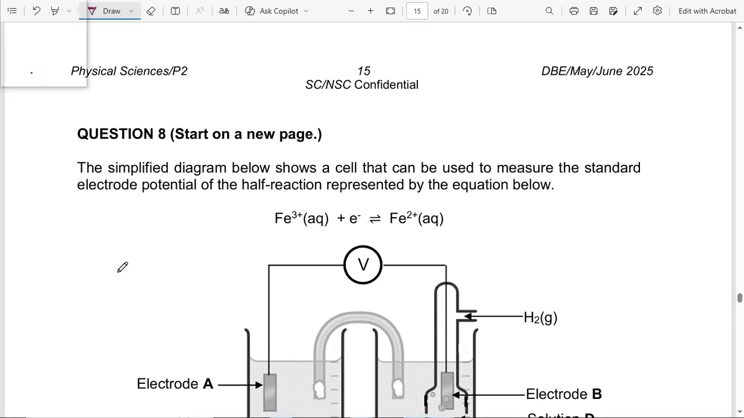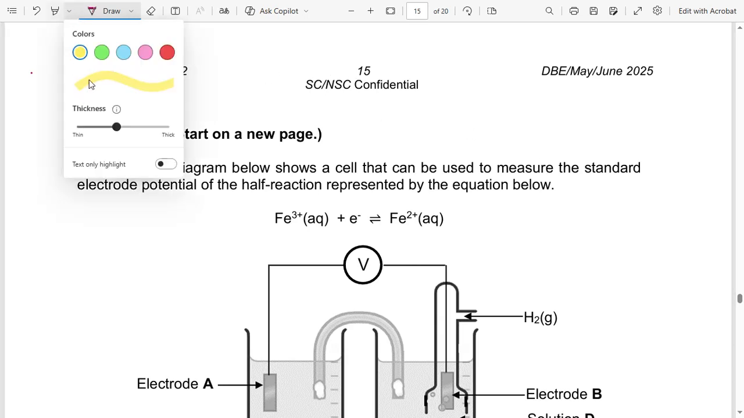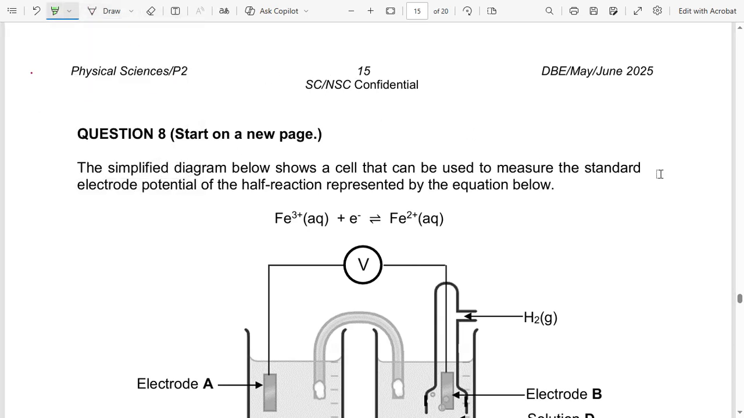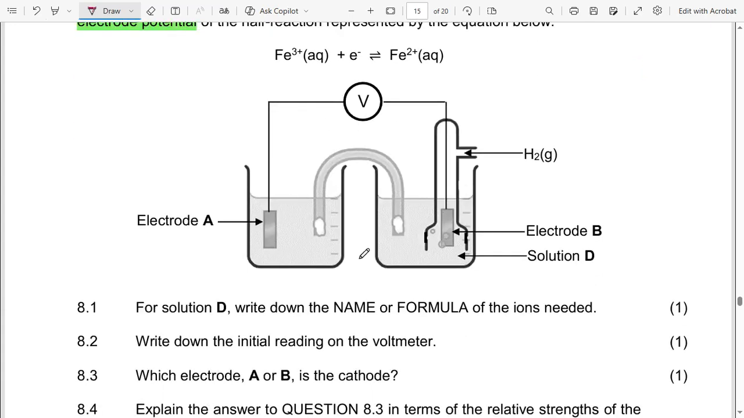And they say that the simplified diagram below shows a cell that can be used to measure standard electrode potential. Let me quickly highlight that, because it looks like in this lesson we're going to talk much about standard electrode potential. Okay, they say of the half reaction represented by the equation below, we can see the equation, we can see the diagram, guys.